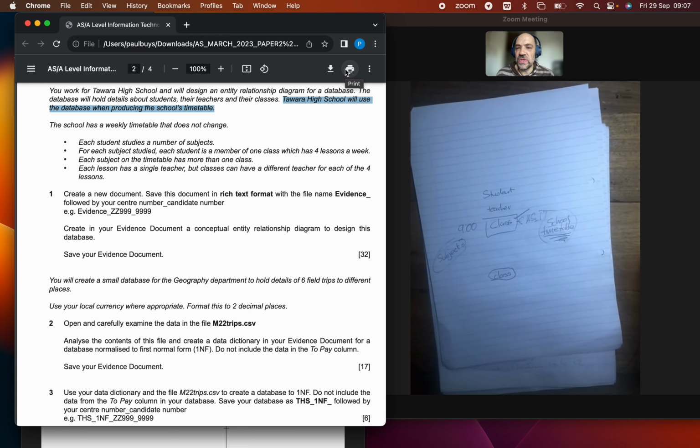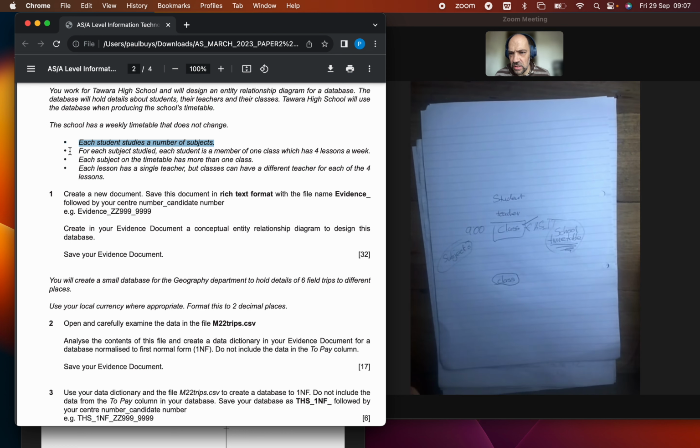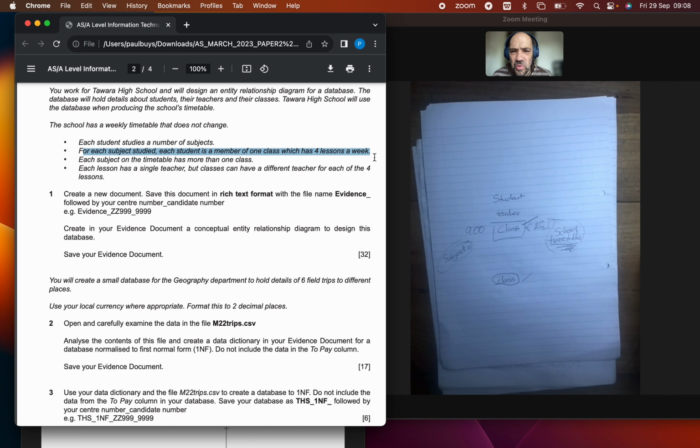For each subject studied, each student... the student studies a number of subjects. Sorry, did I read that first one wrong? Yeah, this is where we're at. Student studies a number of subjects. Okay, we've got subjects, but we're not dealing with student yet, so let's get to that later on. For each subject studied, each student is a member of one class. There's a mention of class, which has 4 lessons a week. This is the first mention of class. So each student is a member of one class for every subject. It's a bit confusing, but let's just go to the simple part. A class has 4 lessons a week. That's the simple part.